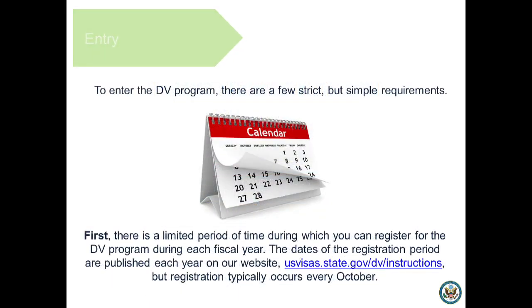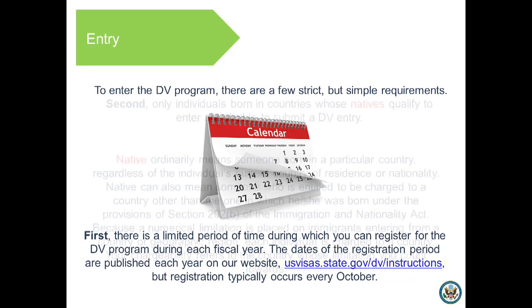To enter the DV program, there are a few strict but simple requirements. First, there is a limited period of time during which you can register for the DV program during each fiscal year. The dates of the registration period are published each year on our website, usvisas.state.gov/DV/instructions, but registration typically occurs every October.